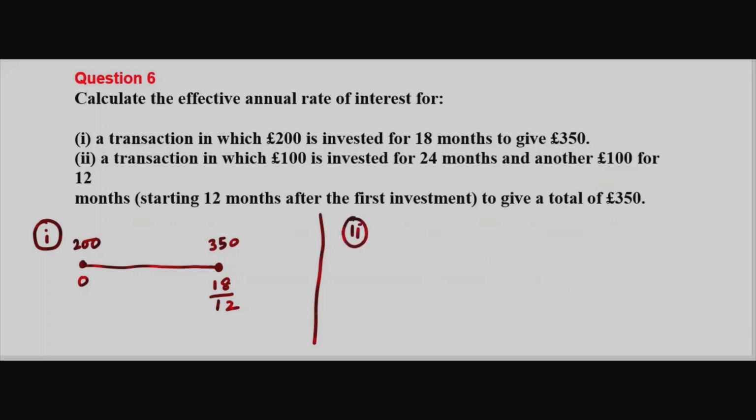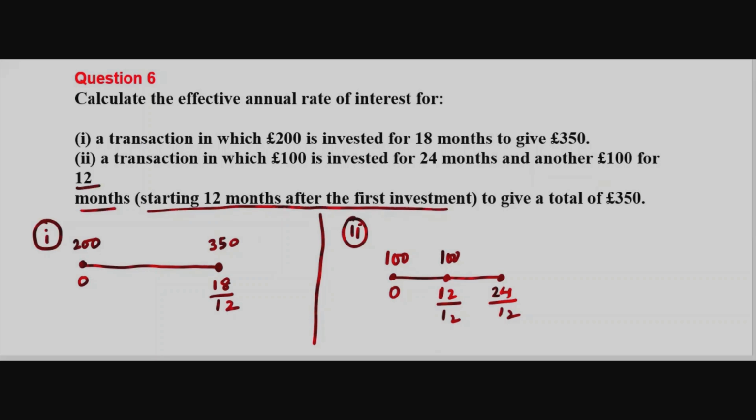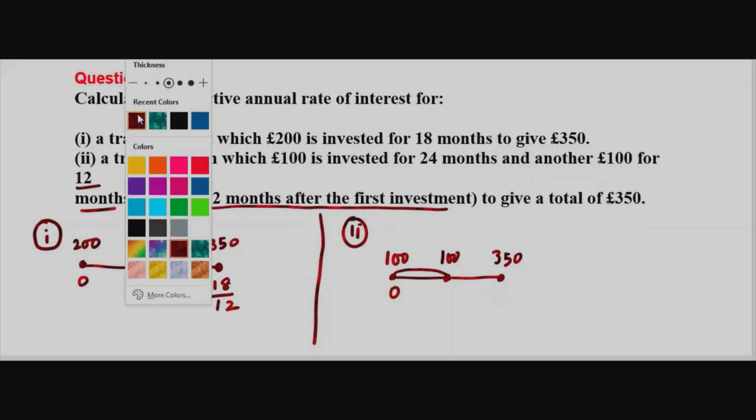100 invested for 24 months, 2 years I can write. 100 invested for 24 months and another 100 for 12 months, starting 12 months after the first investment. That means here 1 I can write, or 12 by 12 you can write. Another 100 here for 12 months, starting 12 months after the first investment. That means after these 12 months, here to give 350. I need not write 12 by 12 all that. I can write this is 1, this is 2.